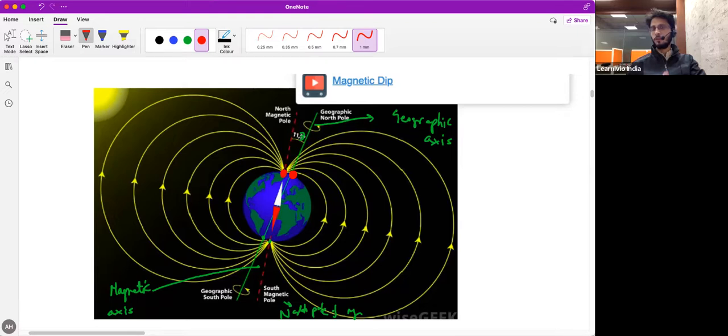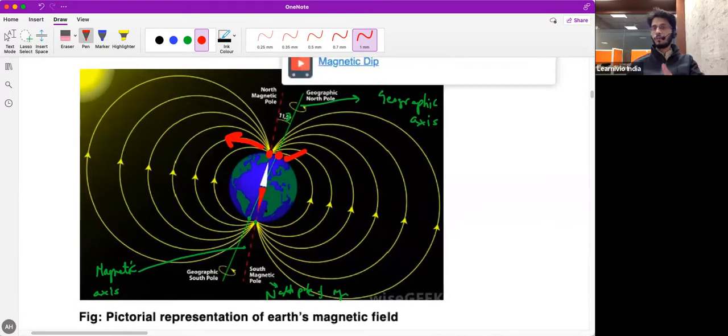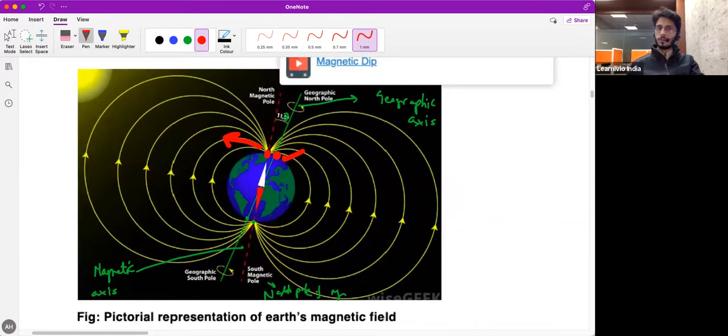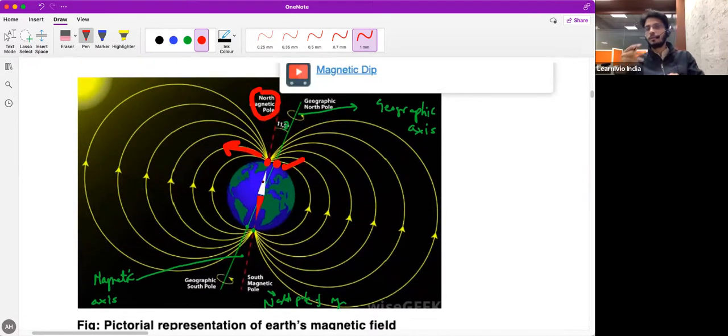I'm repeating again. We have two types of north. One is geographic north. Another is the north of Earth's magnetic field. Again, there are two south poles. One is geographic south and another is the south of Earth's magnetic field. If you take a magnet, the north pole of Earth's magnetic field will attract the north pole of your magnet, and the south pole of Earth's magnetic field will attract the south pole of your magnet.